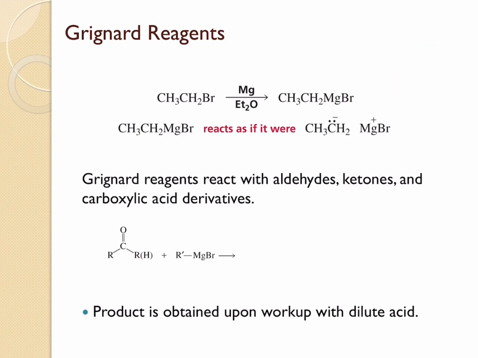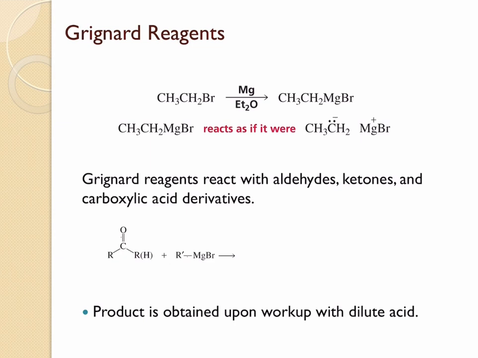The R group in the organometallic compounds is going to behave as if it were a carbanion, and it can act as a nucleophile. The Grignard reagents can react with aldehydes, ketones, and carboxylic acid derivatives such as acyl halides and esters.